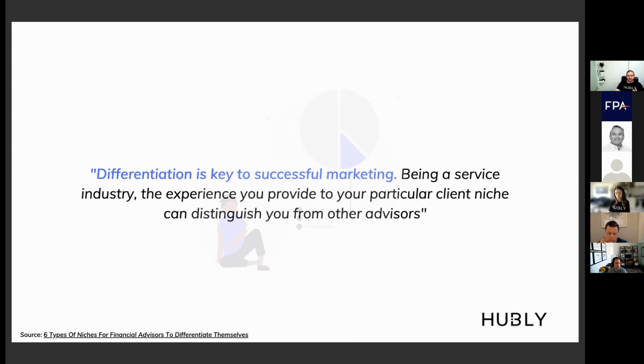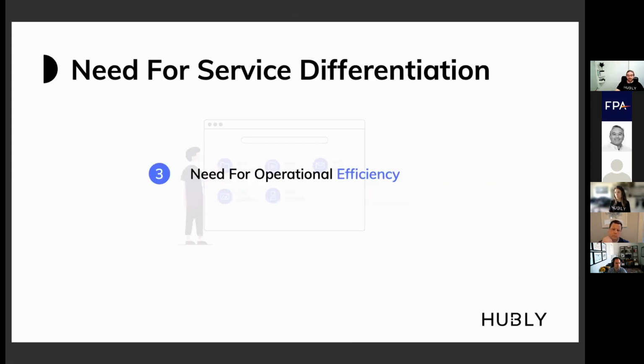And the last thing that service differentiation is driving is a need for operational efficiency. Because you're now acting as a quarterback for your clients, you're focusing on a niche client, providing a more holistic service to them, you're doing essentially way more work for the same amount of money as before. And so you need to figure out a way to really be operationally efficient in order to deliver this really complex service to your clients. And this is really to combat fee compression and all the other trends that are obviously driving that.